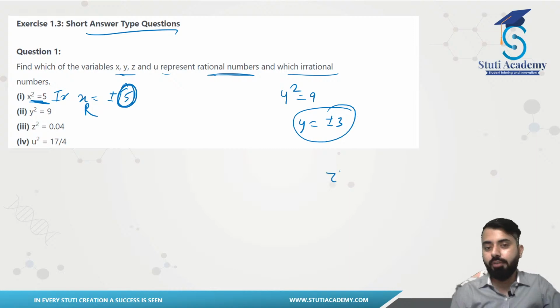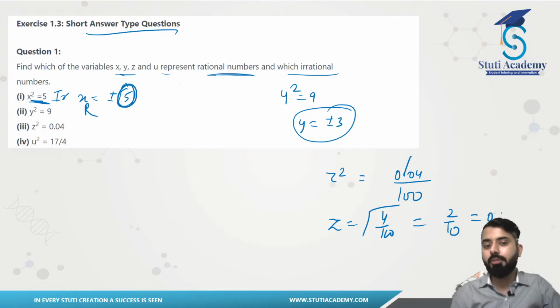Now in the next case you have z square equal to 0.04. If you remove the decimal, you will have 4 over 100. Then you take the square root. So 4 over 100 gives 2 by 10, which will be 0.2. Or you can just leave it here. See, this is rational.